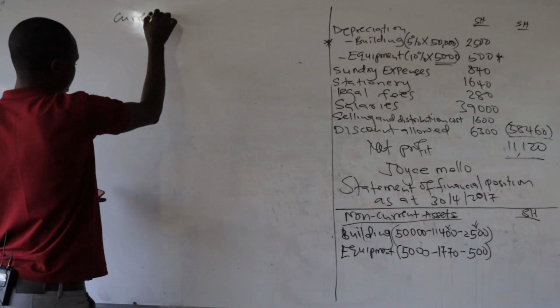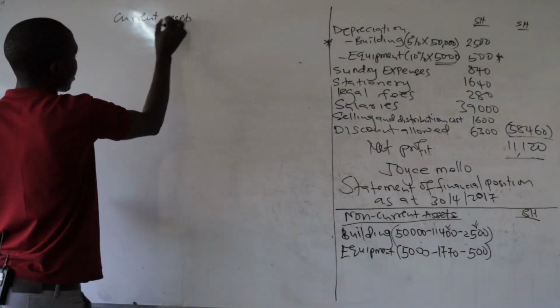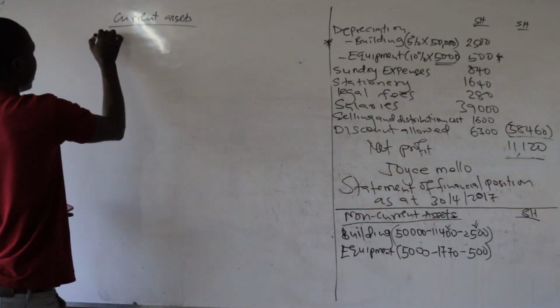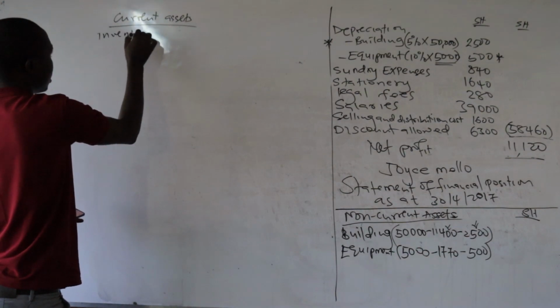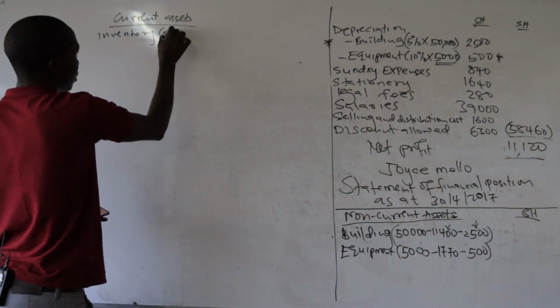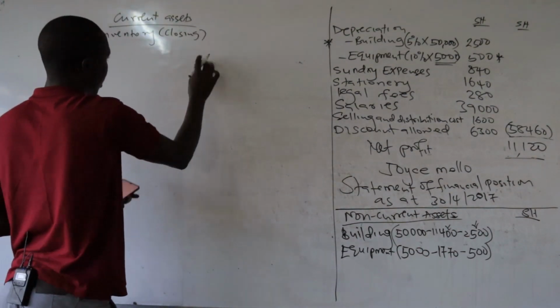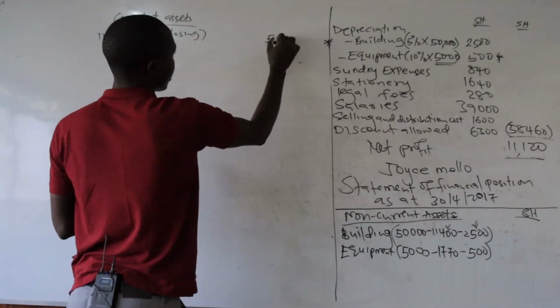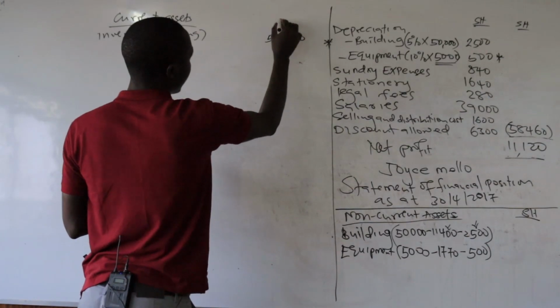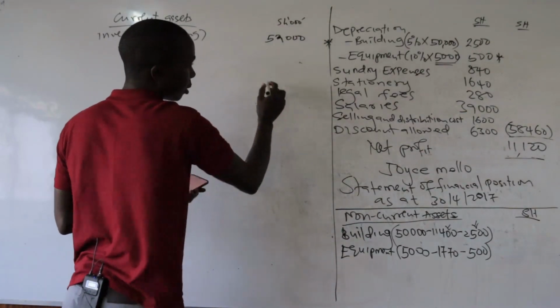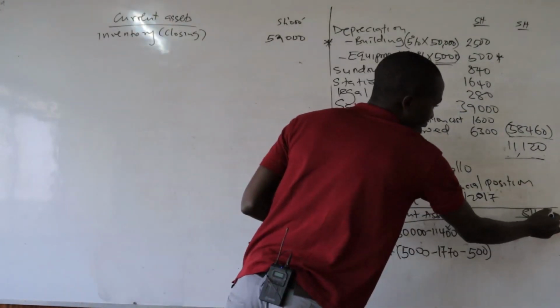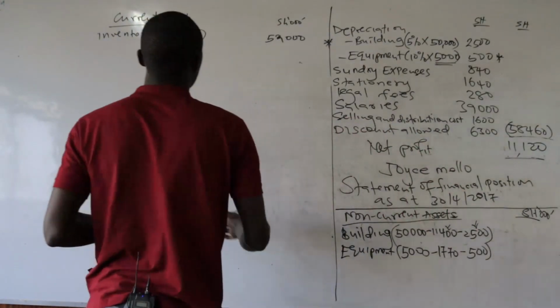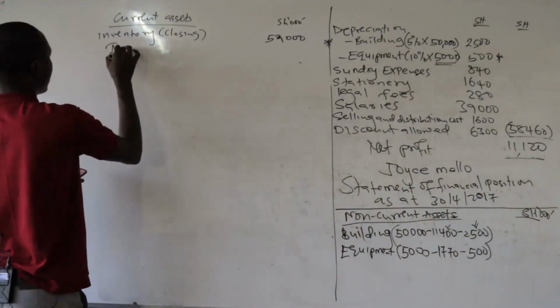So the current assets, obviously we start from inventory, the closing one, that is inventory at the end of the year, the closing inventory, which is 52,000, but this is shillings in thousands, and here we have shillings in thousands. Then we come to the trade receivables.